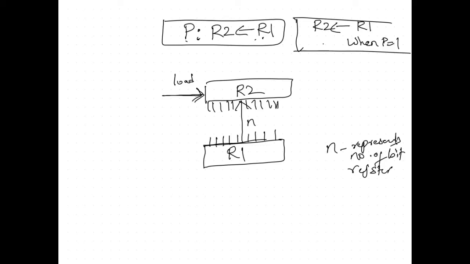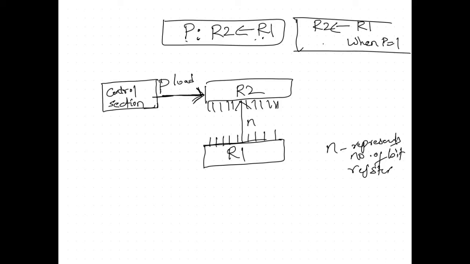Based upon variable P, when variable P is equal to 1, then what happens? The load signal gets activated, and the contents of R1 will move to R2. But when P is equal to 1, who will generate P is equal to 1? The control section.